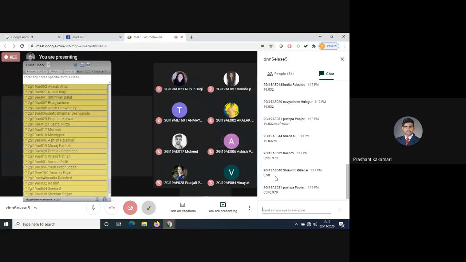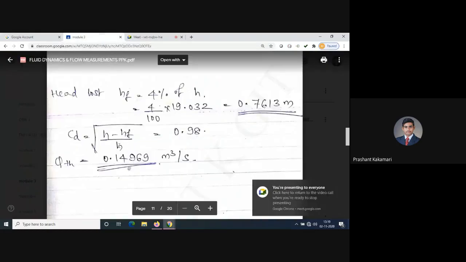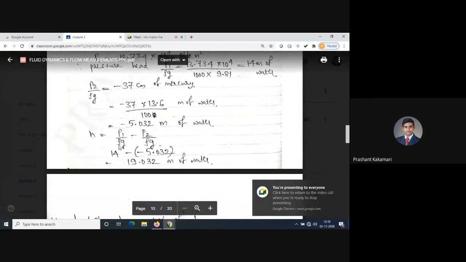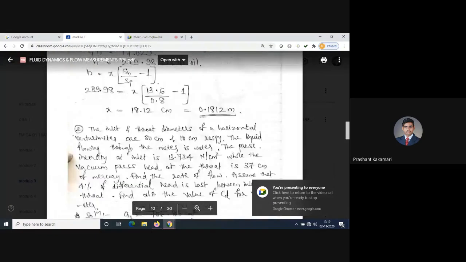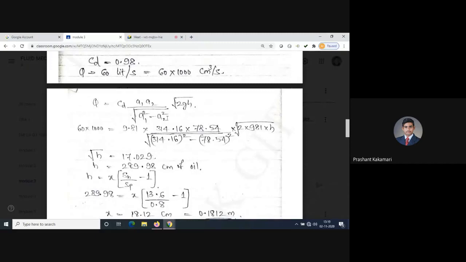Okay, CD value is 0.979 or 0.98. Okay, you can consider that value and substitute that CD value in the main equation. That is in this equation. Q equal to CD into A1 A2 by square root of (A1 square minus A2 square), into square root of 2gH, you can find out. So we know H value, we know CD value, we know area at inlet and throat. One can find out the discharge.